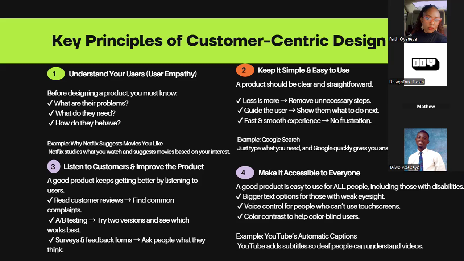So you have to understand how the people you are building this product for behave. If you are building an app for children, like YouTube Kids, children like beautiful, colorful stuff. You need to integrate those things into that platform. So understand your user, understand how they behave, even in real life, how they behave when they interact with apps and all that. For example, Netflix suggests movies you like based on your interest. That's an example.